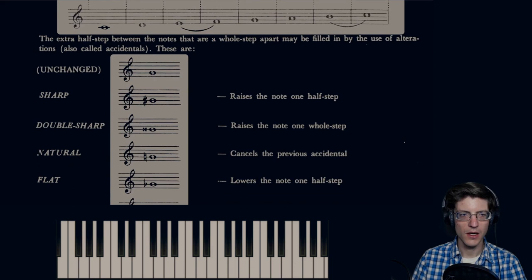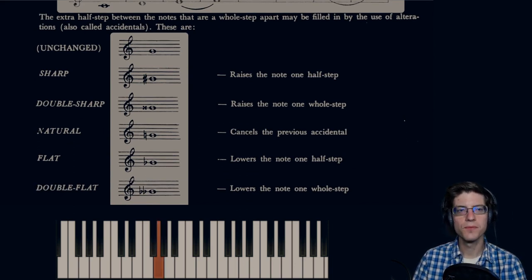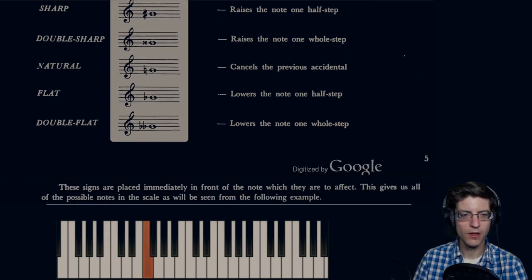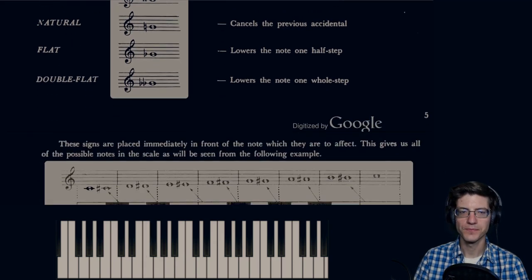These are, as you can see here, the first one is unchanged, so that's G. Sharp raises the note one half step. Double sharp raises the note one whole step. Natural cancels the previous accidental. Flat lowers the note one half step. And then double flat lowers the note one whole step. There we go. So: unchanged, sharp, double sharp, natural, flat, double flat.